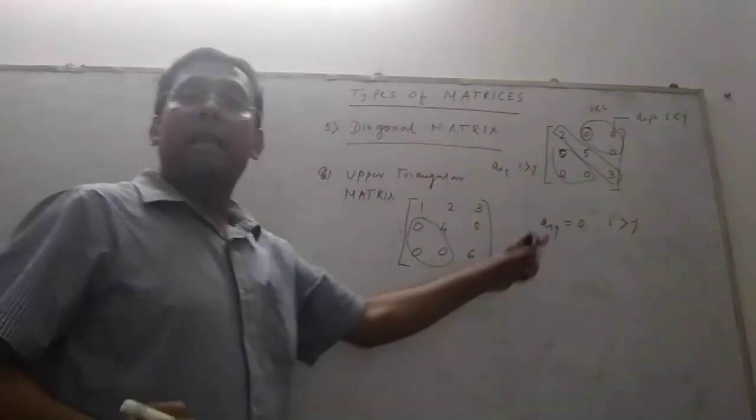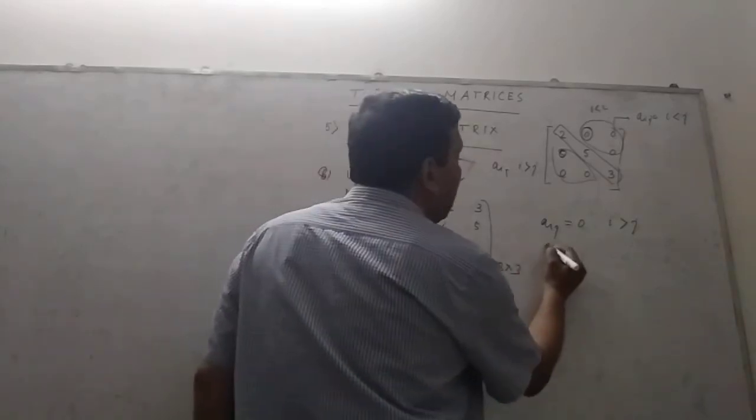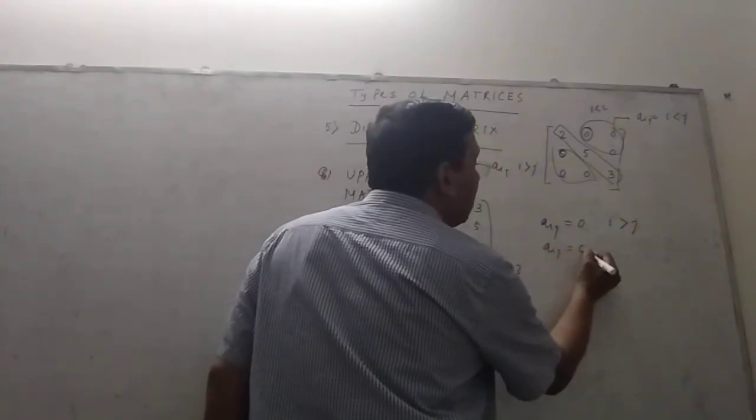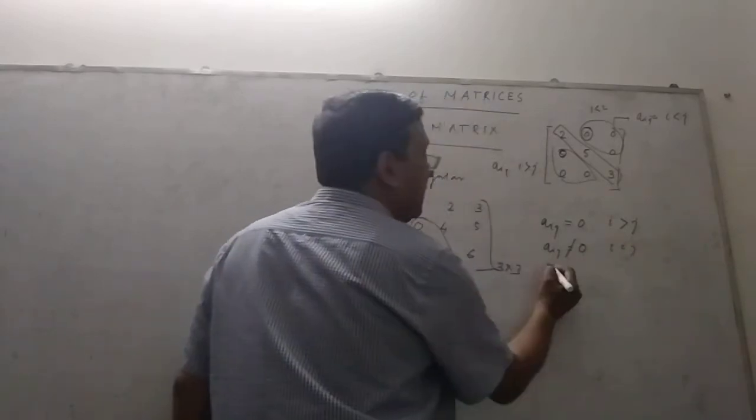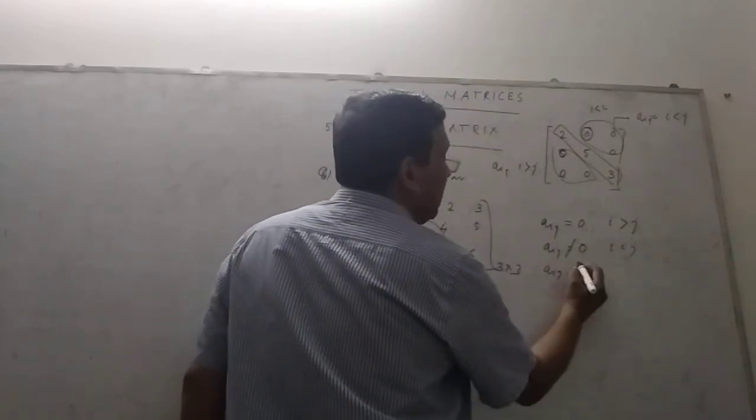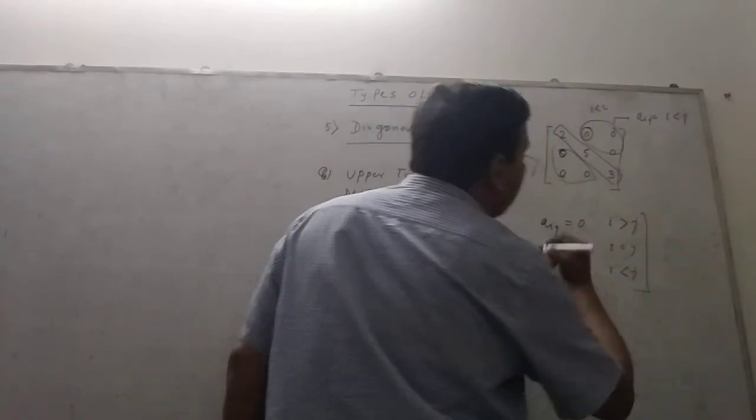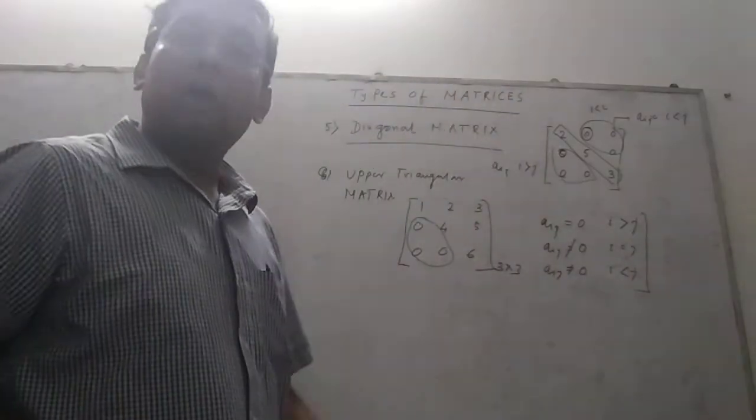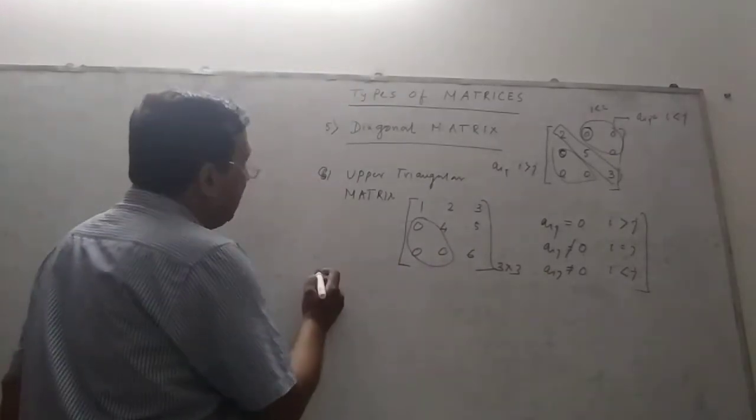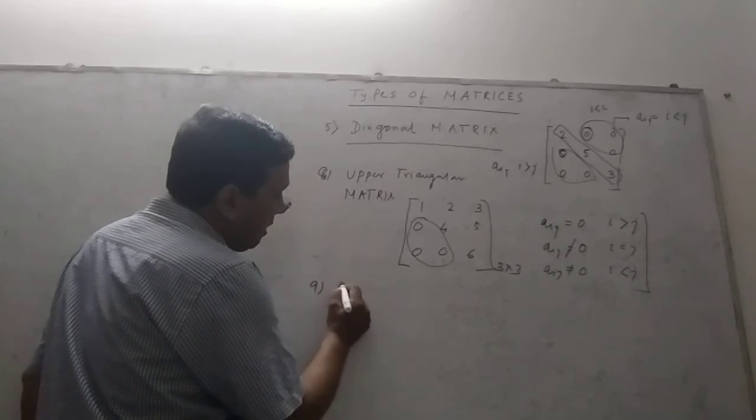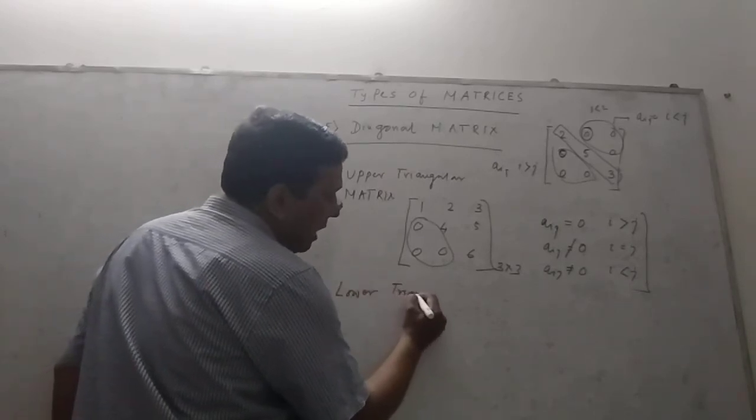This you have to understand: Aij is 0 when i is more than j, and Aij is not equal to 0 when i is equal to j, and Aij is not equal to 0 when i is less than j. This is the technical definition of the upper triangular matrix. Next is the lower triangular matrix. If we understand the upper triangular matrix, we also understand the lower triangular matrix.